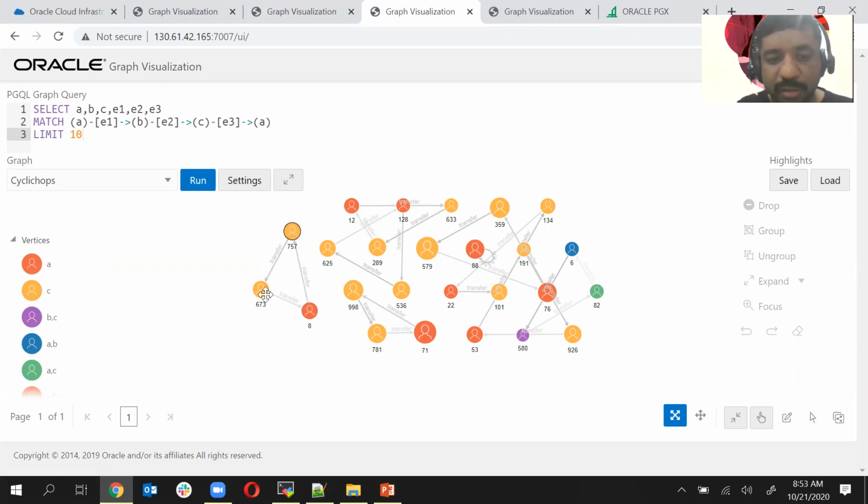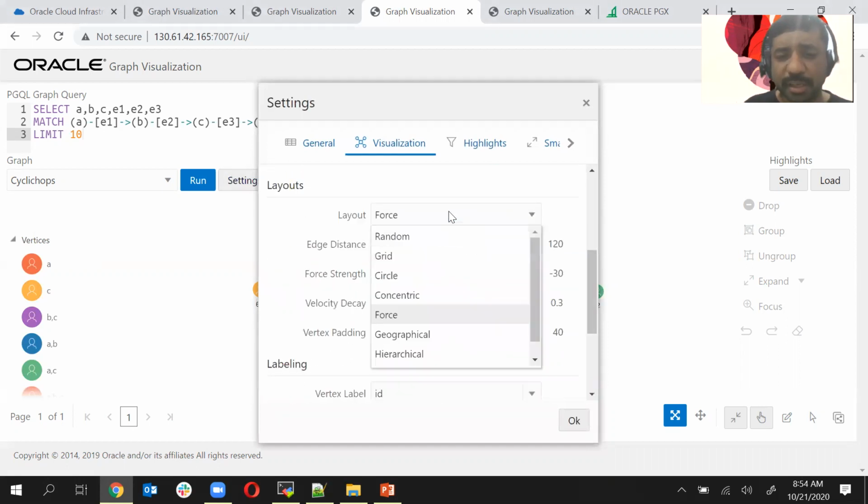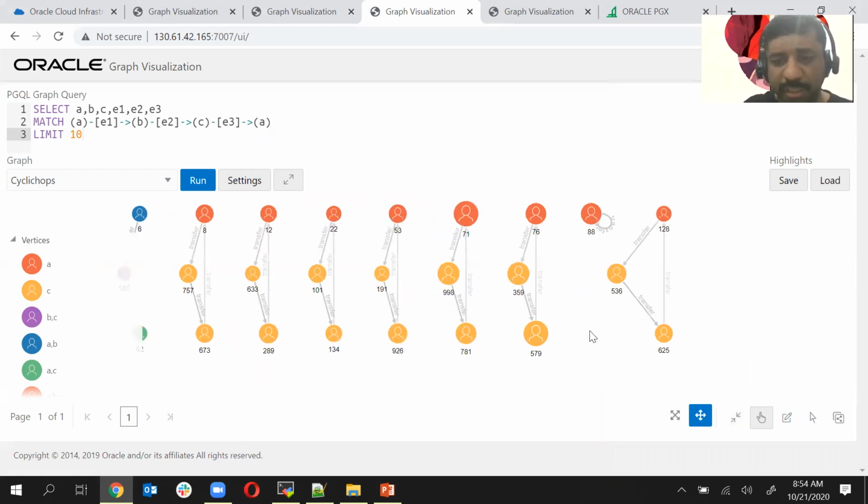An example of a 3-node cycle is 673 transferring to node 8, 8 transferring to 757, and 757 transferring back to 673. That becomes a 3-node cycle. So we have taken 10 of those 3-node cycles here. I can also try to visualize it in different ways. I can go to my visualization and change it from force to hierarchical, and we can see different 3-node cycles here.